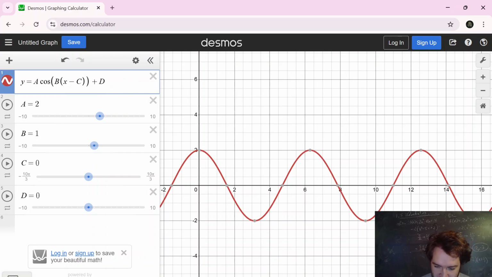So if you understand that, then you understand section, I believe this is section, forgot which one it is, 4.1.